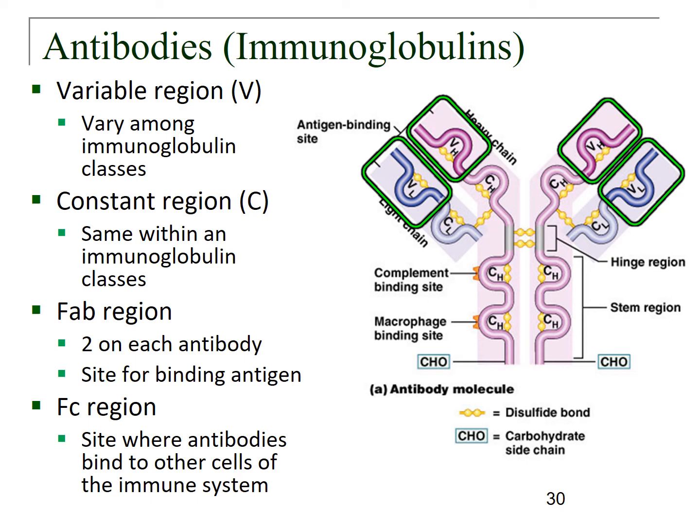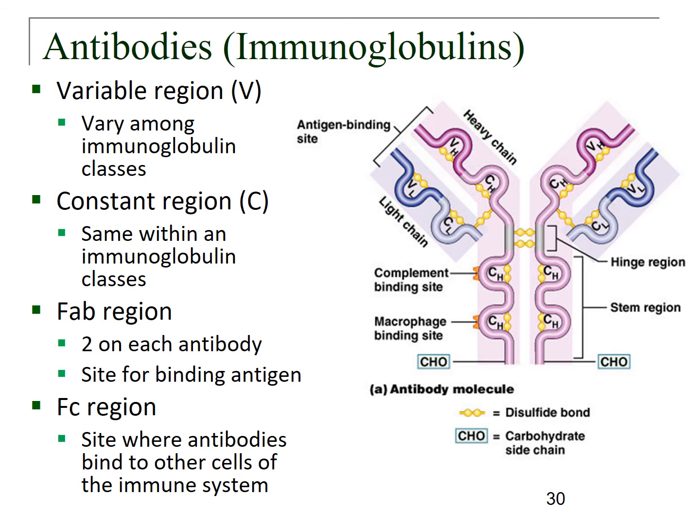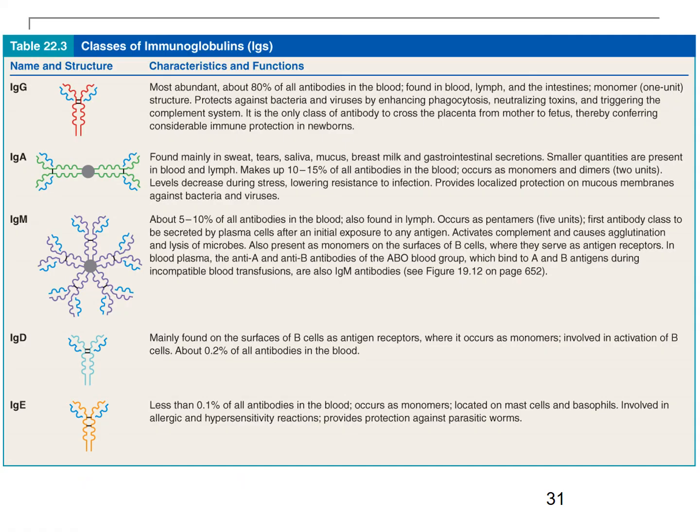On each type, in the variable regions, each antibody has got what's called a Fab region, and this is a site for binding the antigen. And then there's also what's called an FC region, which is not pictured on this diagram, which is where antibodies can bind to other cells of the immune system. I'm sorry, they actually are at the macrophage binding site. This would also be called the FC region. So not all antibodies look the same, but they've all got that Y-shaped theme.